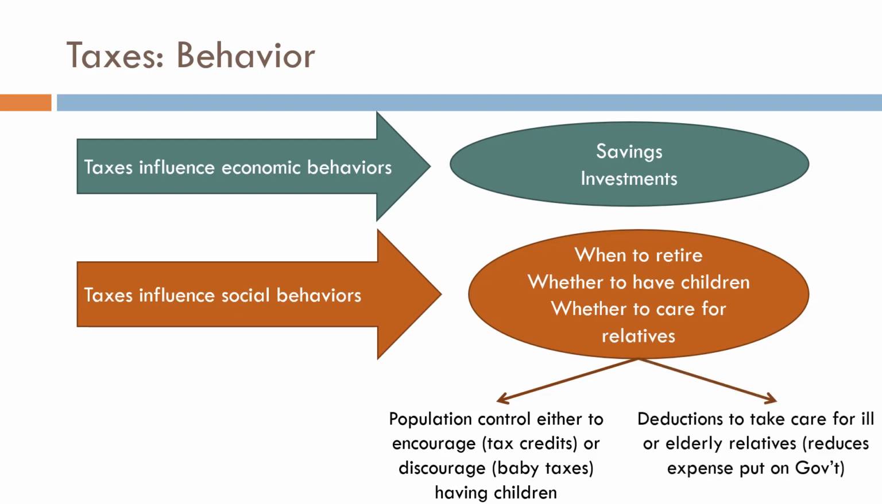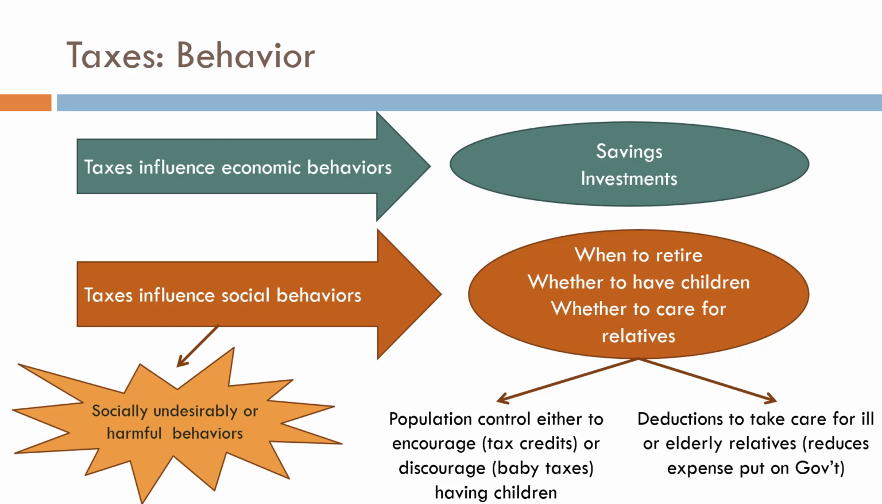Similarly, we can have tax deductions that are given to people to care for their elderly relatives or their ill relatives. And the reason for this is that it actually is cheaper for the government to do that than to pay for the care themselves. So in these ways, these deductions and credits or taxes are controlling what people are doing when it comes to their private lives.